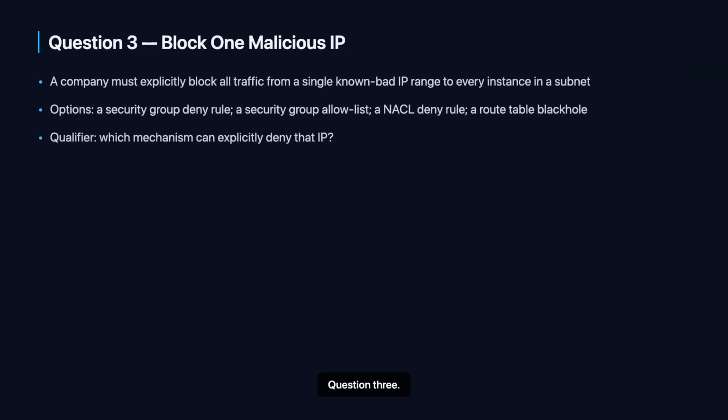Question 3. A company must explicitly block all traffic from a single known bad IP range from reaching every instance in a subnet. The options are a security group deny rule, a security group allow list, a network ACL deny rule, or a route table black hole. The qualifier is the word explicitly deny. That one word rules out most of the list before you even think hard.